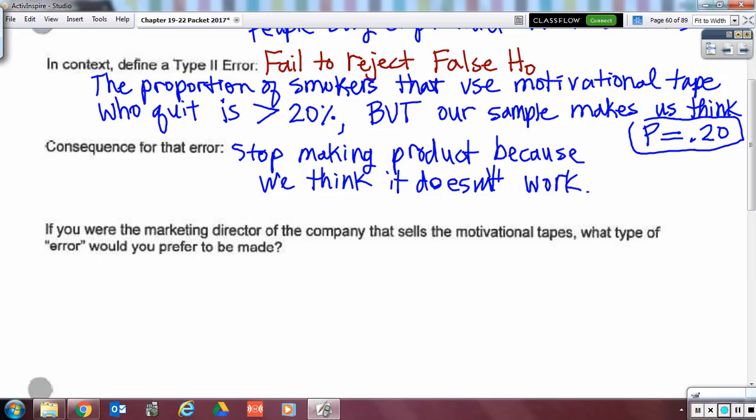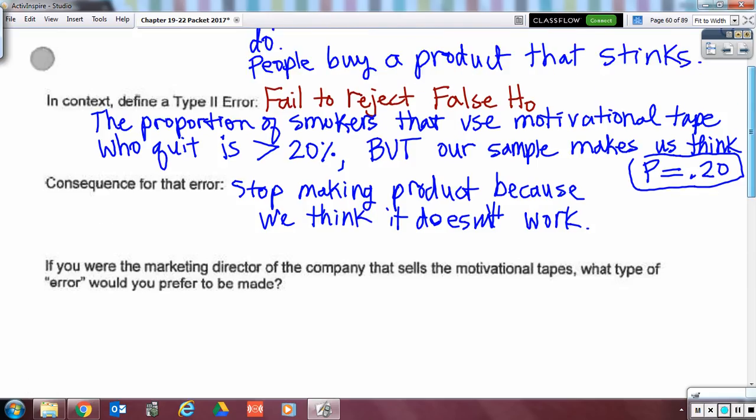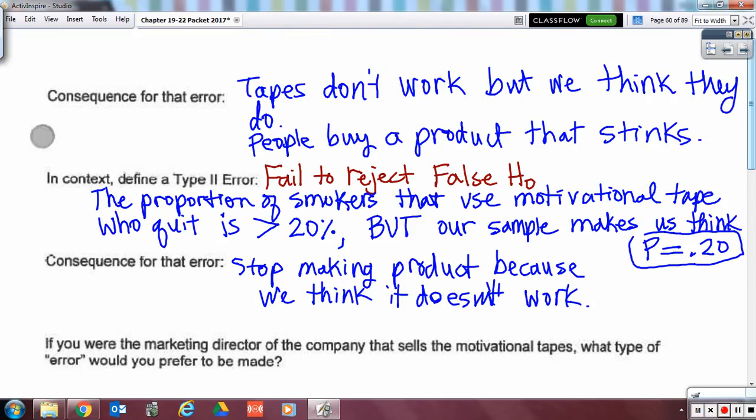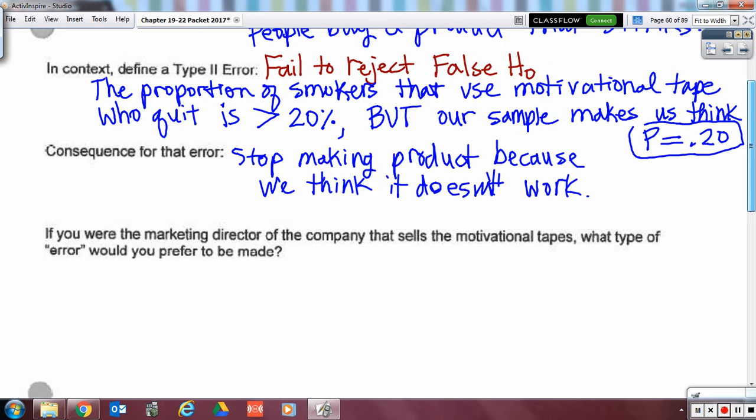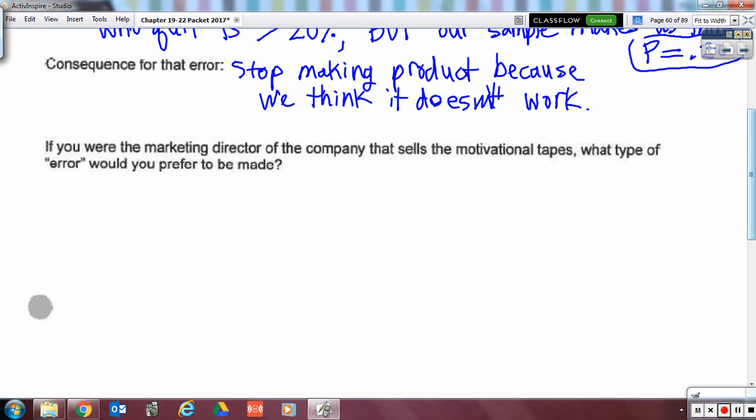That's another thing. All right, so if you are the marketing director for a company that makes these motivational tapes, keeping in mind that it's a business and the goal of the business is to make money, not help people's health, okay? We would like to think it is, yay, let's help people's health, but it is make money. So if you were the marketing director for that company, what type of error would you prefer to be made? Type 1, because you're selling the product.